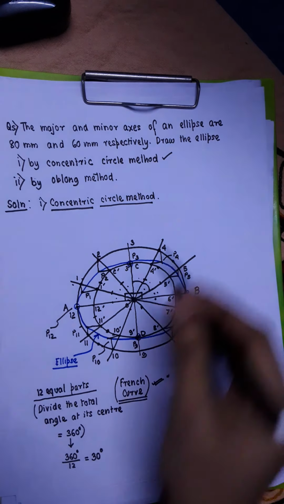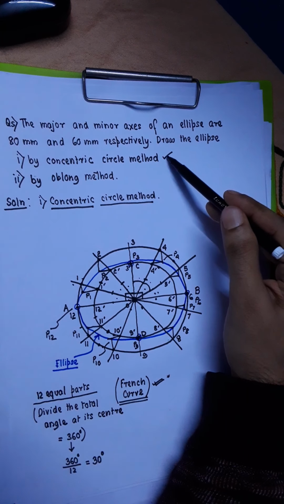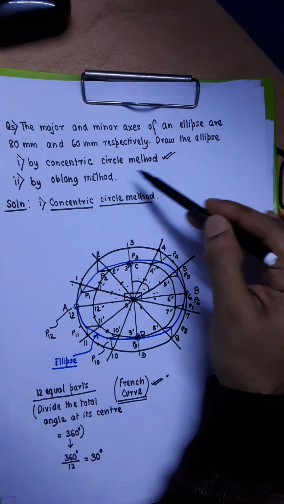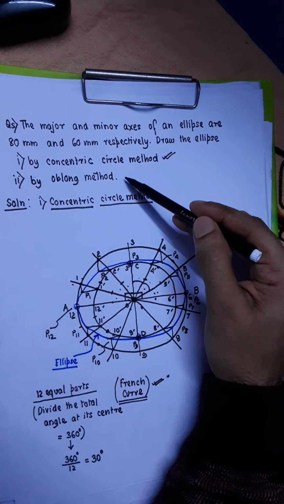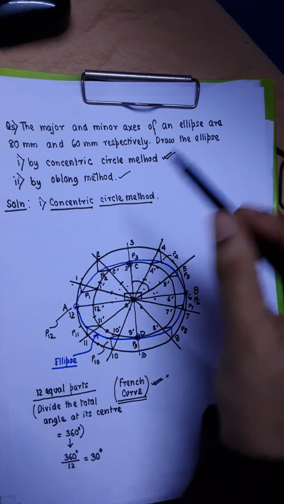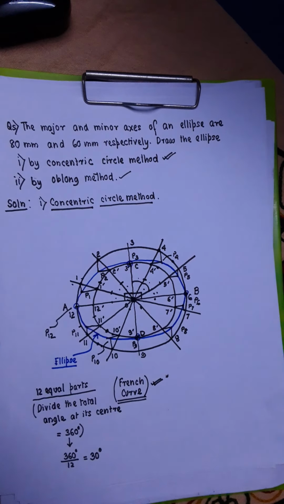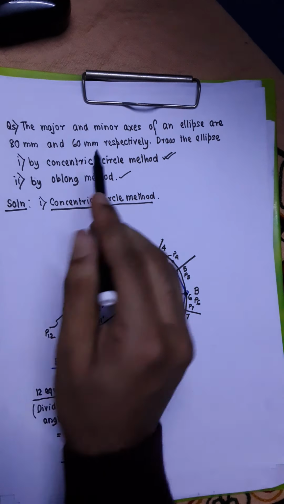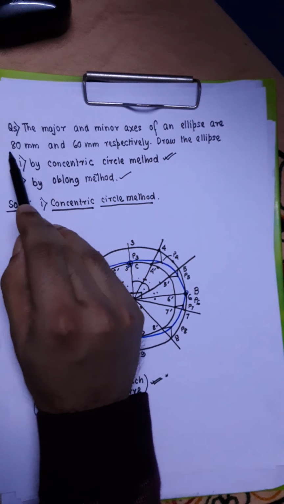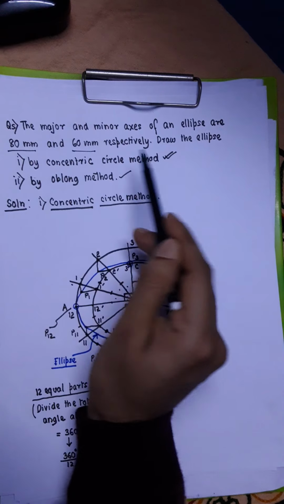We have already discussed how to construct an ellipse by the concentric circle method. In this video, we are going to see how to construct an ellipse by the oblong method. Now, the question will remain the same. The major axis and minor axis of the ellipse are 80 mm and 60 mm respectively.